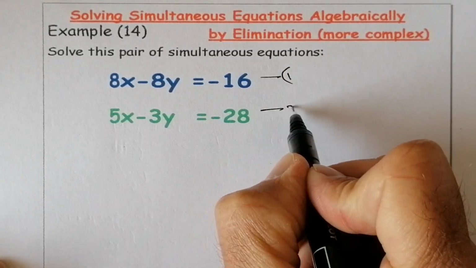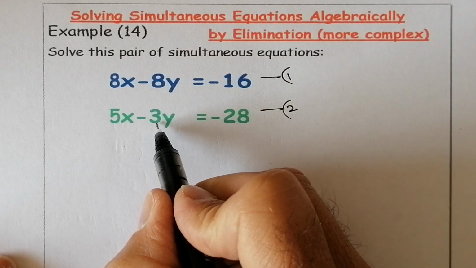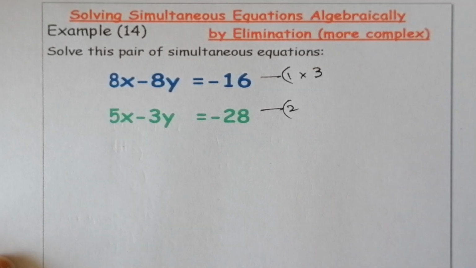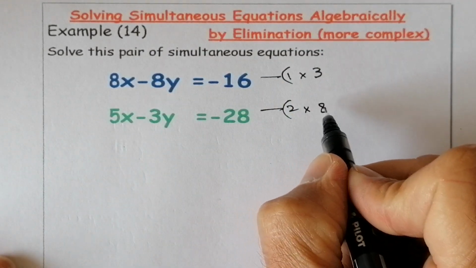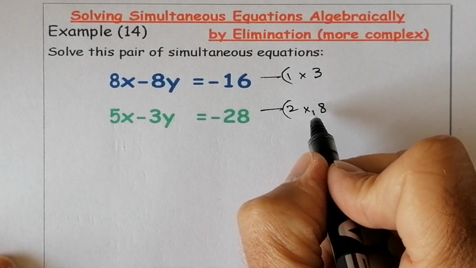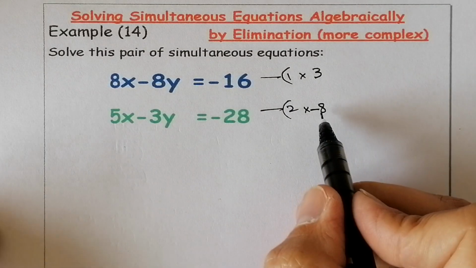Here's equation 1 and equation 2. Right then, so remember it's this number here I'm going to multiply the top one by. So that's going to be multiplied by 3 or negative 3. And the bottom one I'm going to multiply by 8 or it'll be negative 8. So one of them has to be a negative. I'm just going to make the bottom one a negative that's there. So I'm multiplying by minus 8.